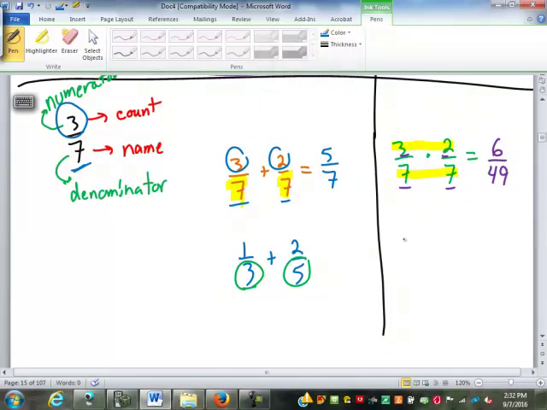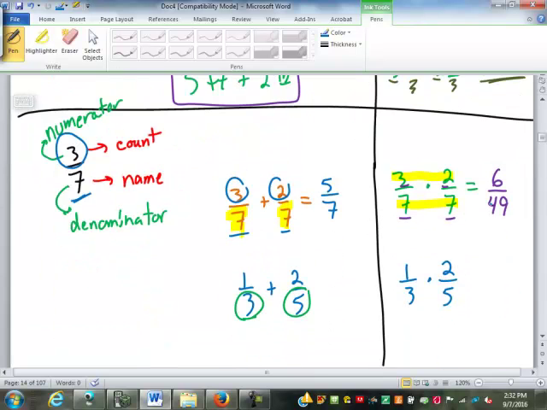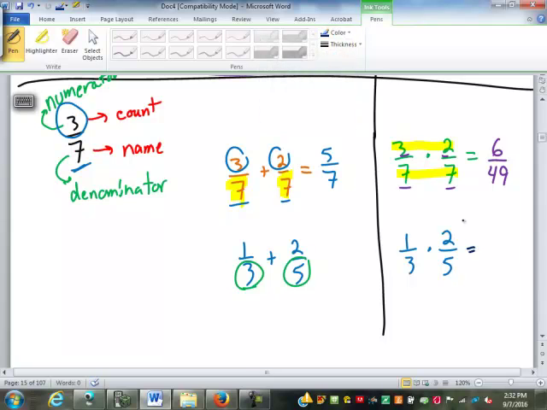When we come down, if we try 1/3 and 2/5, do we have to have a common denominator to multiply? No. When we multiply, we do not need the same name. So when we multiply fractions, we do not need a common denominator. Again, not a special rule for fractions. That's how we work with all numbers. So then we just multiply the counts, or multiply the numerators. 1 times 2 is 2. And then multiply the names, or the denominators. 3 times 5 is 15.